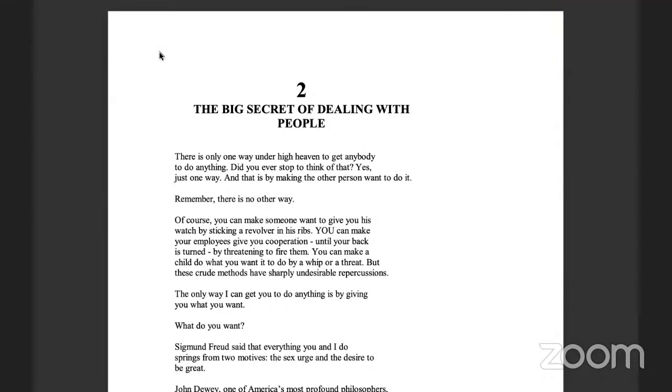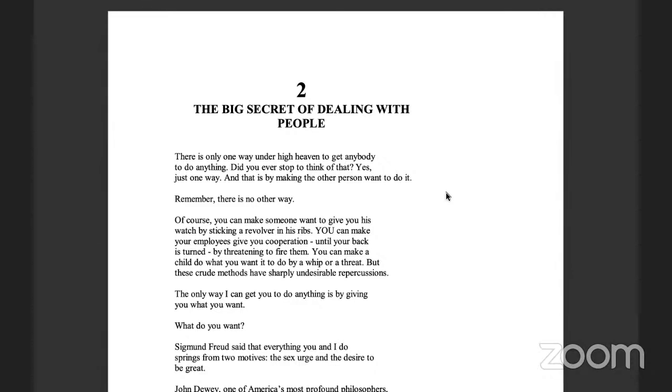Chapter 2 is the big secret of dealing with people. There is only one way under high heaven to get anybody to do anything. Did you ever stop to think that? Yes, just one way, and that is by making the other person want to do it. Remember, there is no other way.